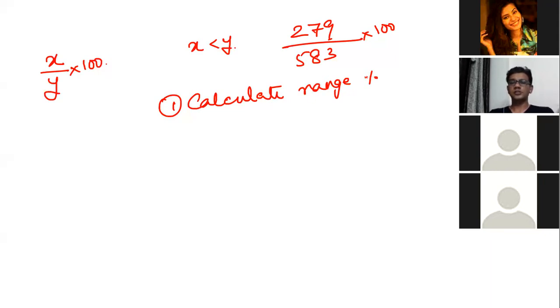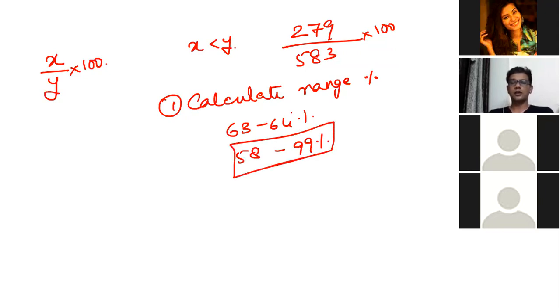Now when I'm saying range, guys, range should be what I did in the previous question, 63 to 64%. Don't give the range as 58 to 99%. This is not the range, okay? Range should be something like this. First, get the range of the percentage.